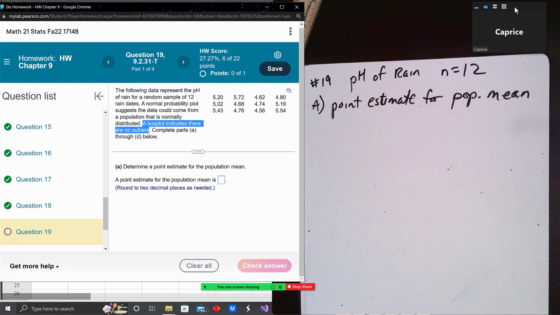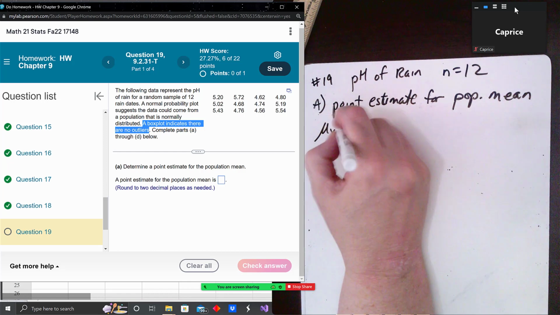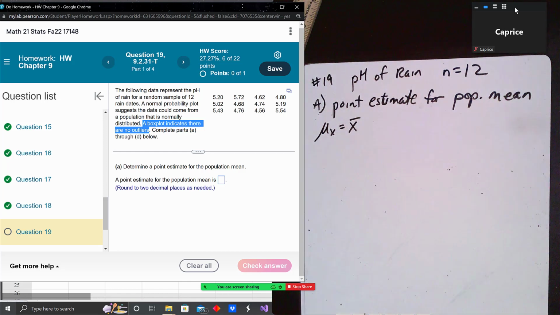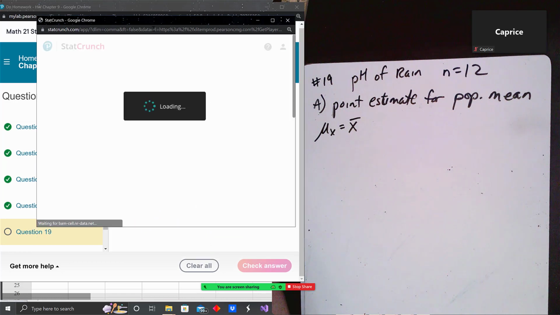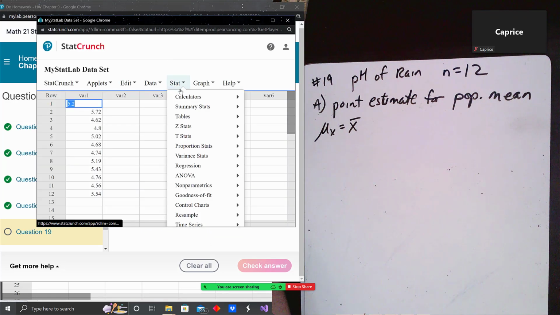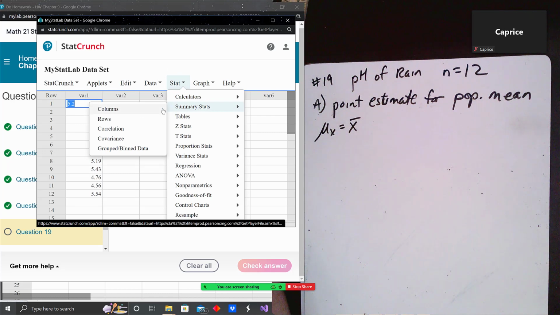What did you say? Sorry, I missed it. Any idea how I can come up with a point estimate for the population mean? For mean, remember we have mu of x equals x bar. So, I could add these up by hand, or I could load these in StatCrunch. Stats, summary stats, columns.